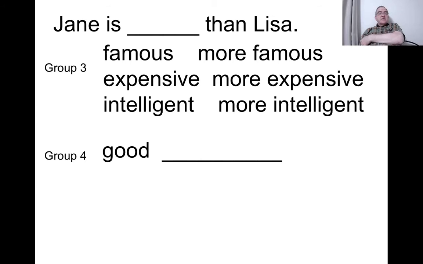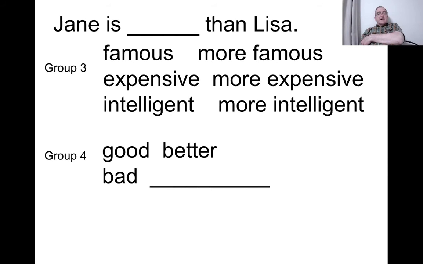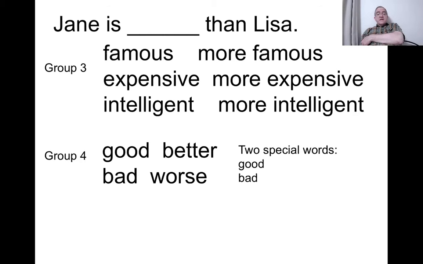Now, good. How would you say good? Jane is gooder? No. More good? No. Better. Jane is better than Lisa. Group 4 are special words that completely change. What about bad? What would you say? Jane is worse than Lisa. Okay, that's group 4. These are two special words, good and bad.